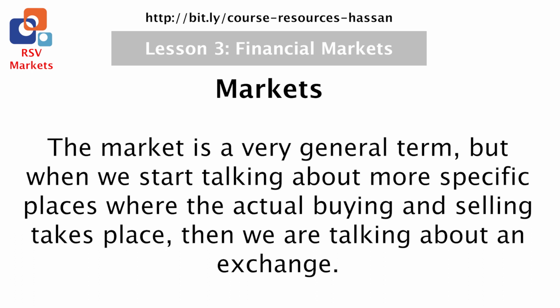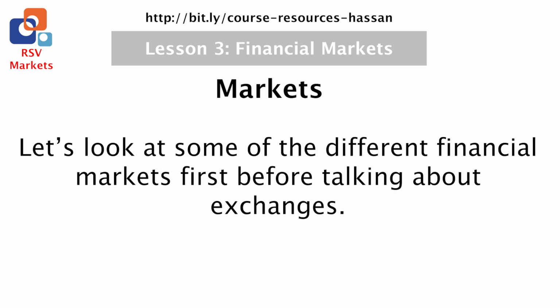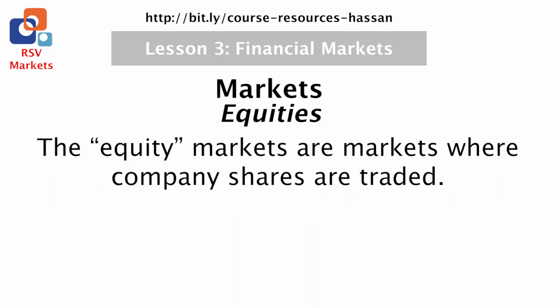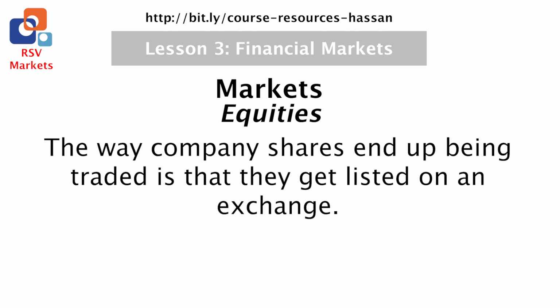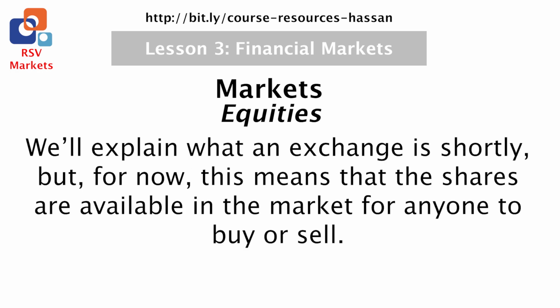The market is a very general term, but when we start talking about more specific places where the actual buying and selling takes place, then we are talking about an exchange. Let's look at some of the different financial markets first before talking about exchanges. Equities. The equity markets are markets where company shares are traded. The way company shares end up being traded is that they get listed on an exchange. We'll explain what an exchange is shortly, but for now, this means that the shares are available in the market for anyone to buy or sell.